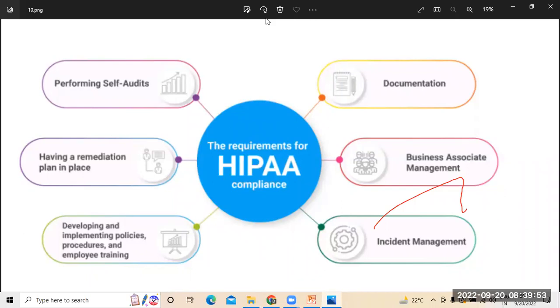Followed by this, developing and implementing policies and procedures, followed by training. For that, you need to prepare the detailed requirements document, as I told you, in the form of documentation. How to develop the systems, what policies we have, what procedures we require to follow, and how to provide employee training to the people. How to manage that.